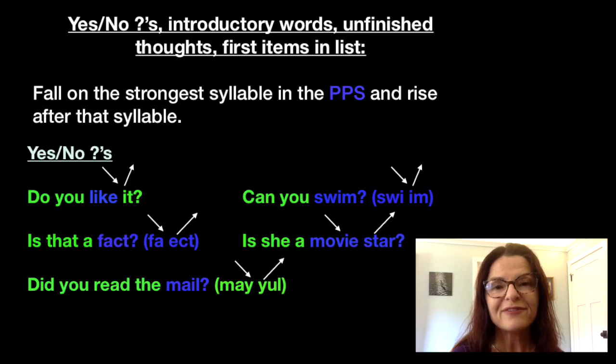What if the primary phrase stress only has one syllable? Again, you'll need to go down on that syllable and then up. So you'll need to divide that one syllable into two parts by stretching out the vowel and going down on the first half and up on the second half.